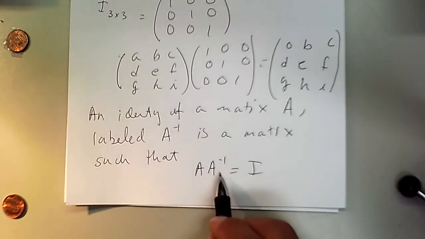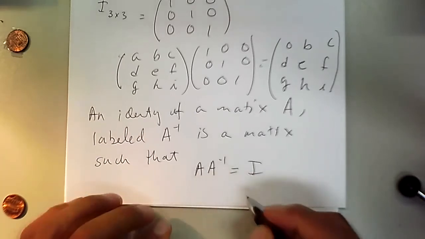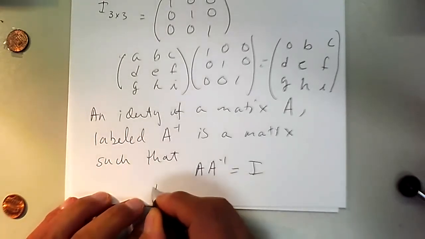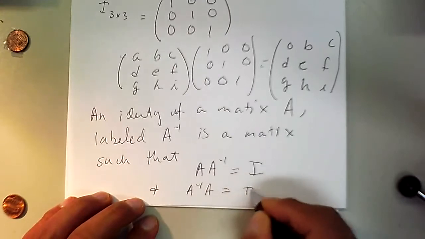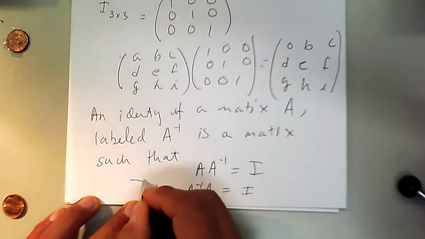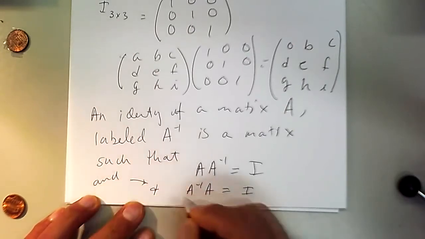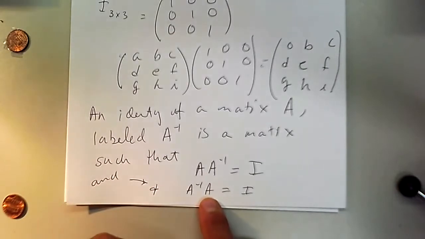The other thing to notice is that if we have a right inverse, we also have a left inverse. Maybe we should write this down as part of the definition. A inverse A is also the identity. So we have to have both. This is an "and", so this and that have to happen.